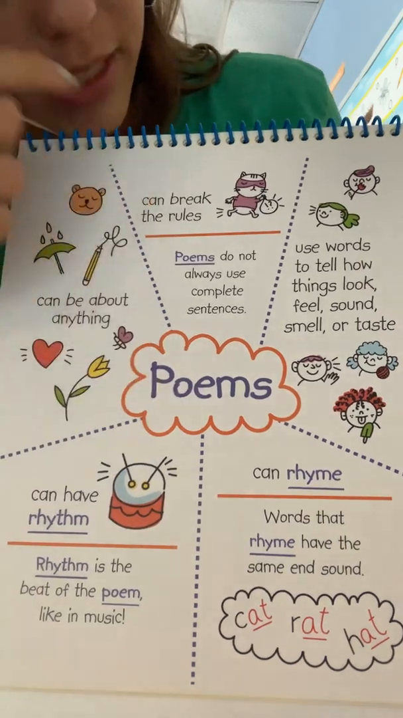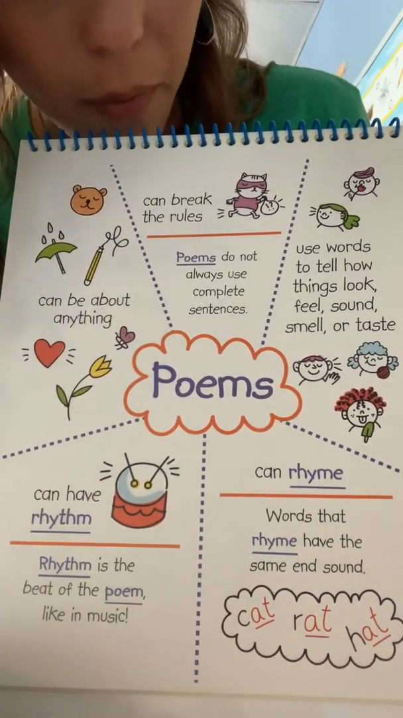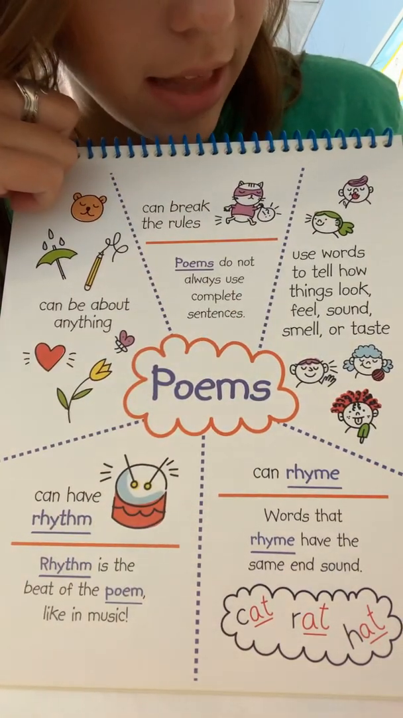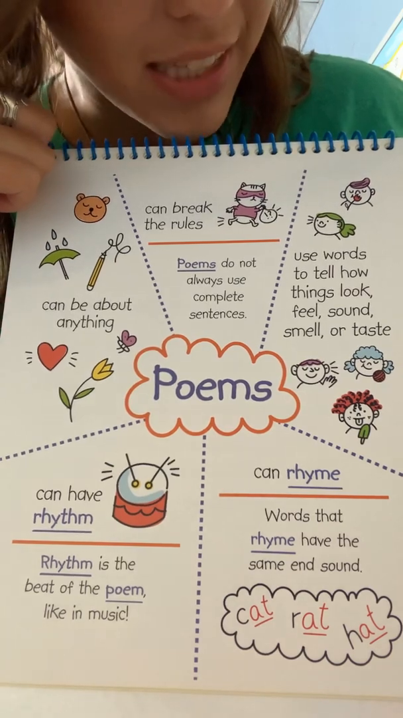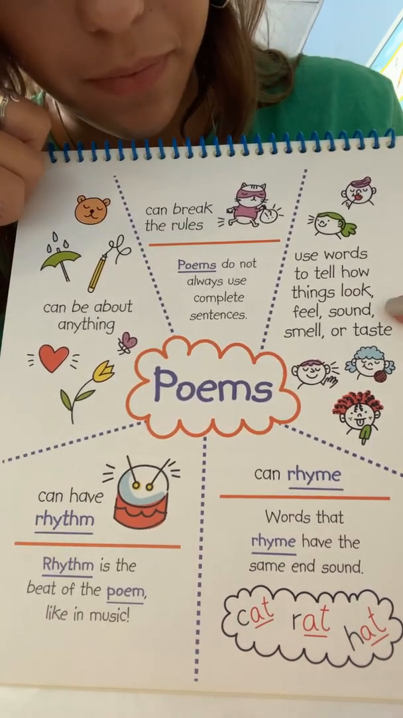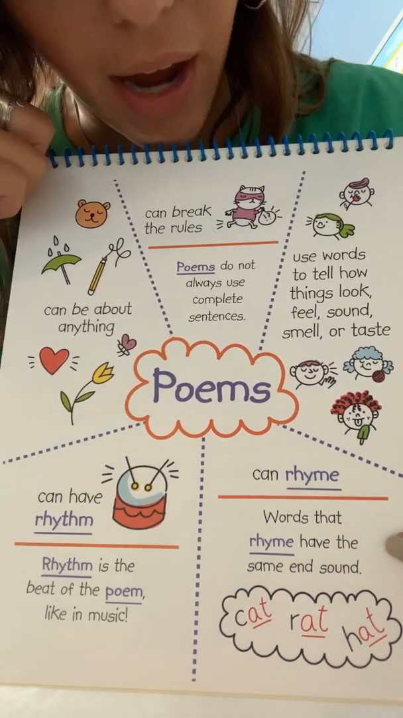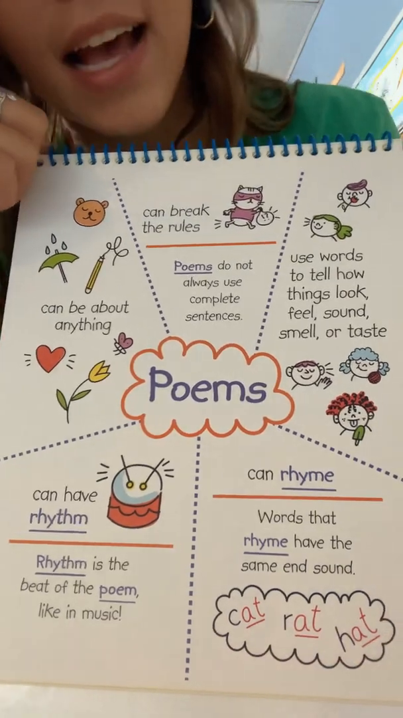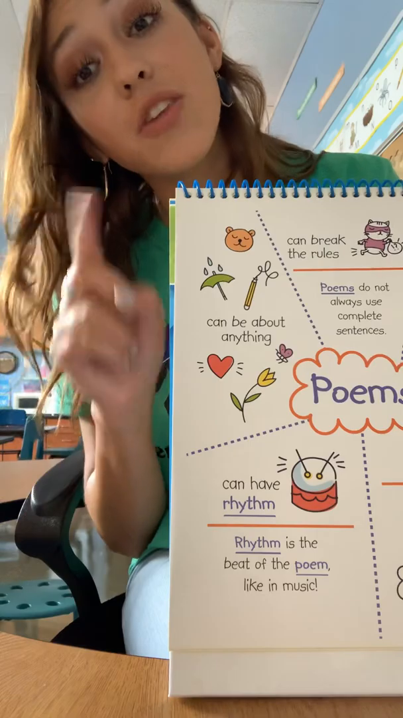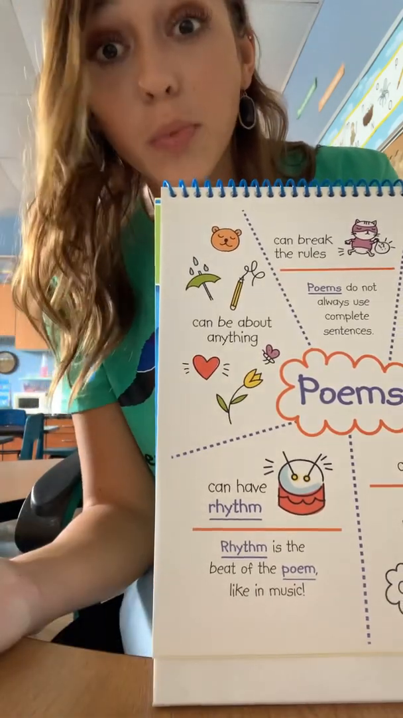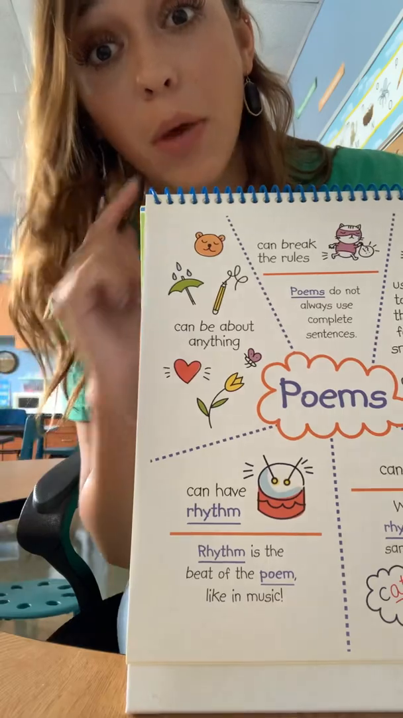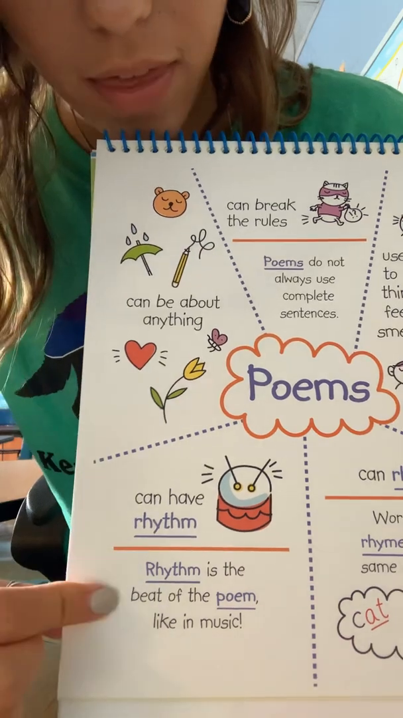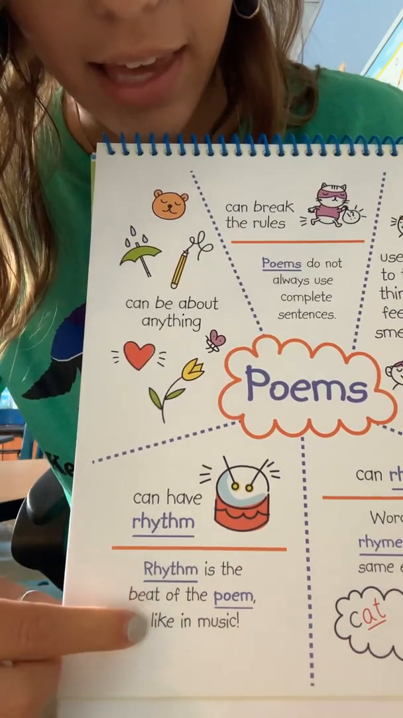It says, poems can break the rules. Poems do not always use complete sentences. Over here it says, poems use words to tell us how things look, feel, sound, smell, or taste. Poems can rhyme. Words that rhyme have the same end sound. Cat, rat, hat. Now remember, we talked about rhyming words, like fish and dish. So poems rhyme. Lots of poems do. I want you to be listening for those rhyming words when we read these. This says, poems can have rhythm. Rhythm is the beat of the poem, like in music.